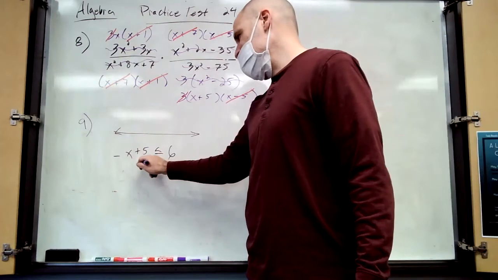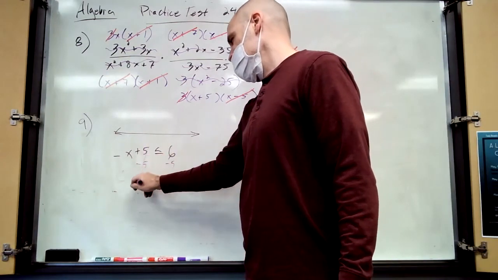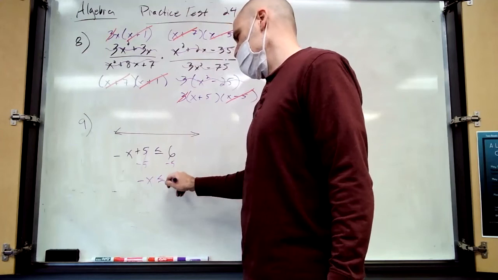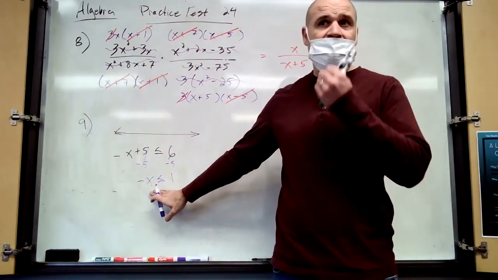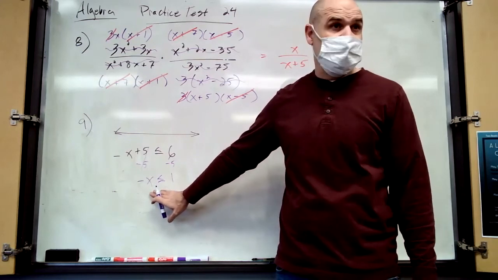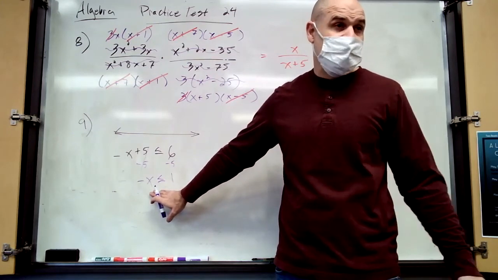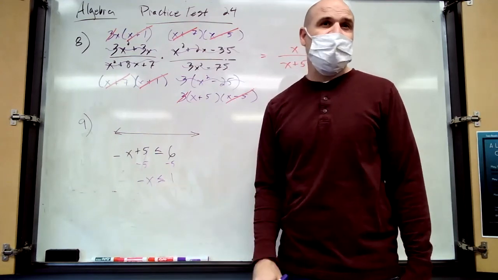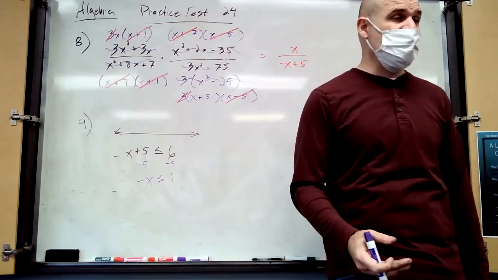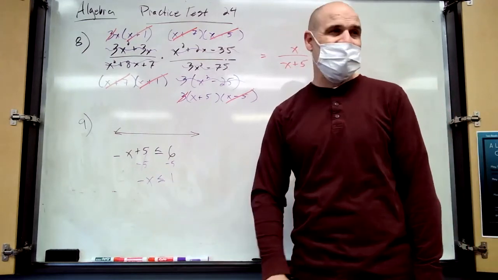Yep, so get rid of 5. So negative x is less than or equal to 1. But don't you flip it? If you multiply or divide by a negative number. I thought you already did that. No, but yes, if I want to get a positive x, I either multiply by negative 1 or divide by negative 1, right? If you negate, that's the same thing as multiplying or dividing by a negative number, which means in an inequality, you have to flip the symbol.